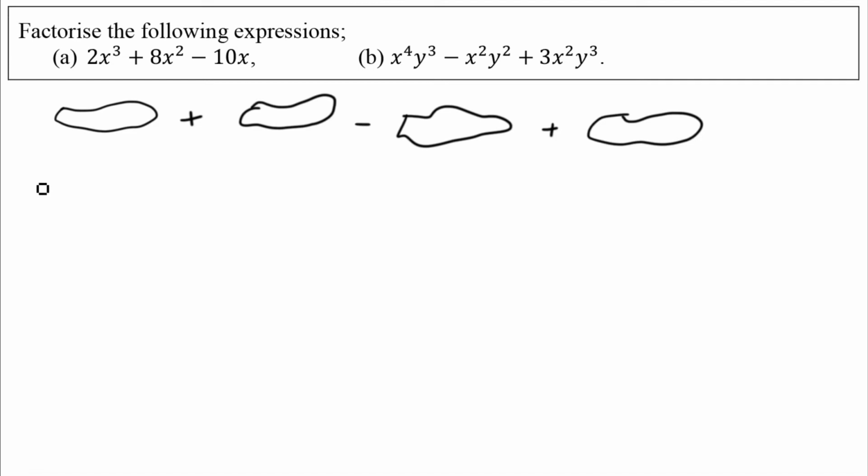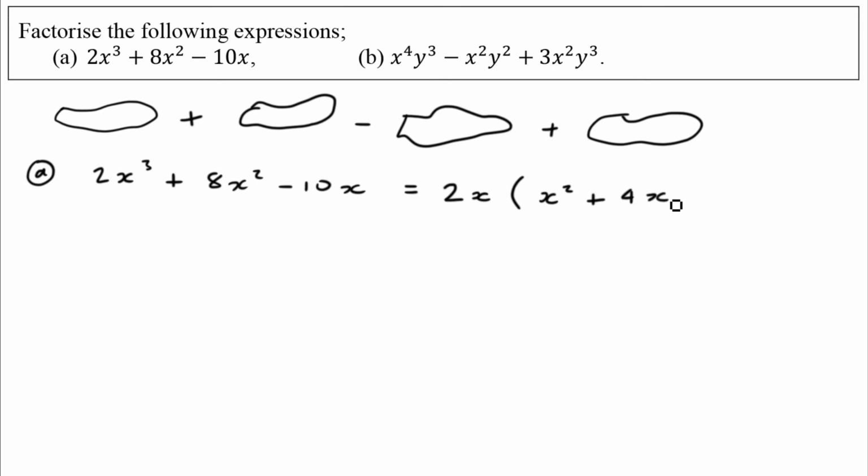So for example, in part A we have 2x cubed plus 8x squared subtract 10x. The numbers in each term are multiples of 2, so we can factorize out 2. And every term contains an x, and the highest power of x which appears in all of the terms is just x itself, or x to the 1. What does that leave us with? In the first term it will leave us with x squared. In the second term it will leave us with 4x. And in the third term it will leave us with negative 5.